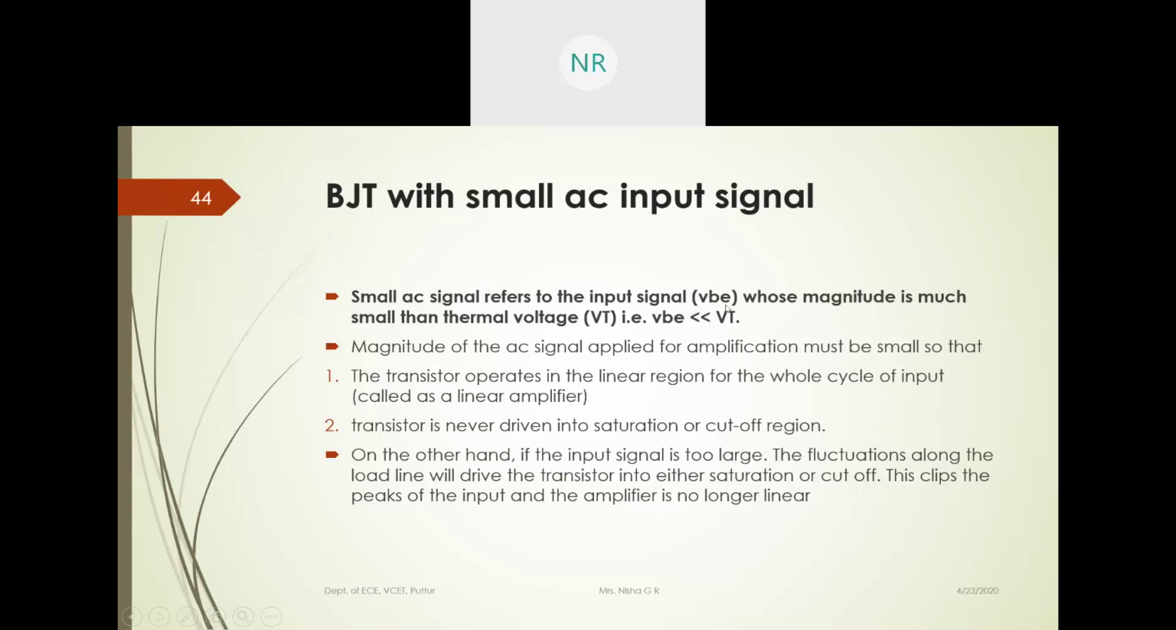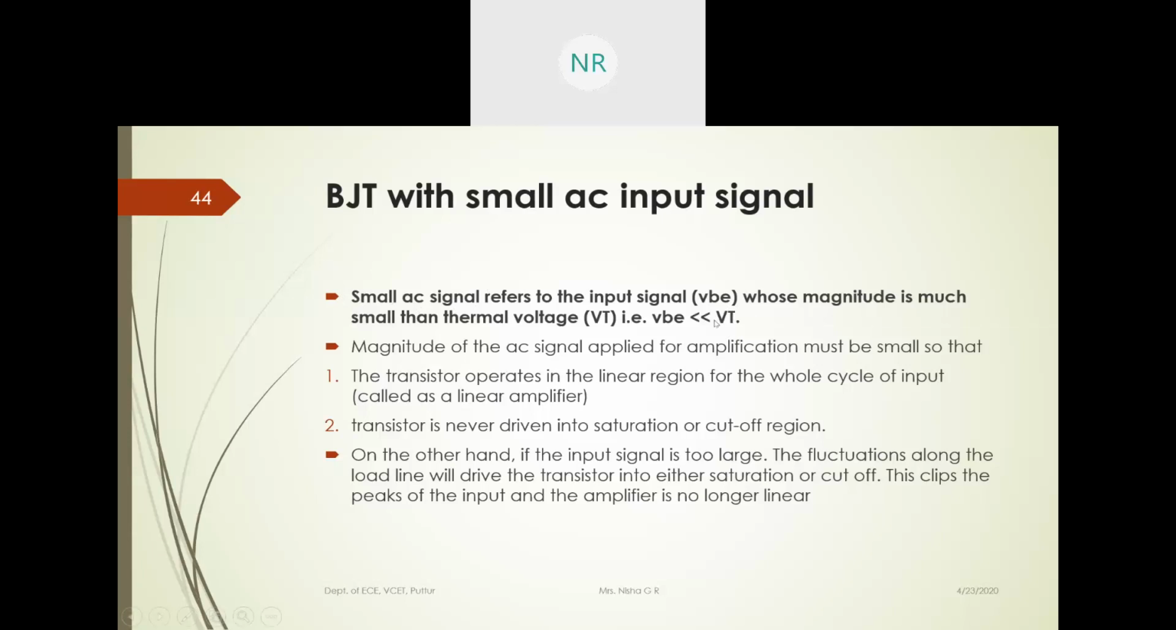So what is this VT now? VT is the thermal voltage. What is the value of VT? We have already discussed this in the previous classes, while giving the introduction to the BJT in the very first class, where we saw the thermal voltage. What is the range? I hope you remember it is 25 or 26 millivolt. We will be considering 25 millivolt.